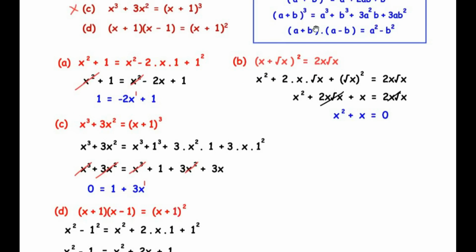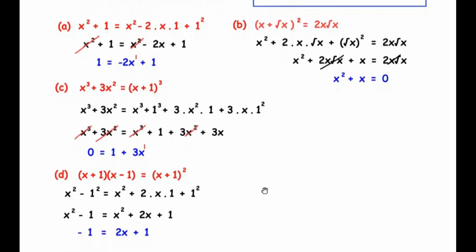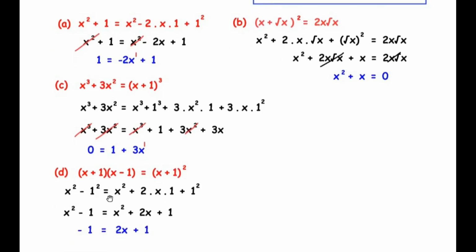Now for the left hand side we are going to make use of the last identity, that is a plus b times a minus b is equal to a square minus b square. So here we get x square minus 1 square is equal to, now x plus 1 the whole square can be expanded as x square plus 2 times x times 1 plus 1 square.